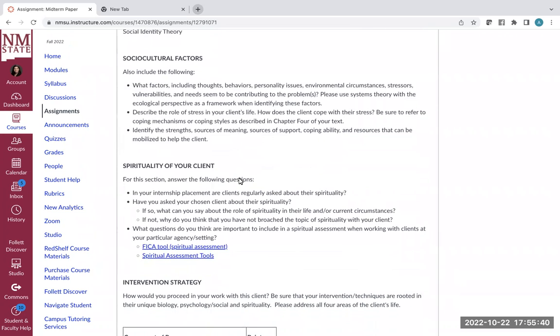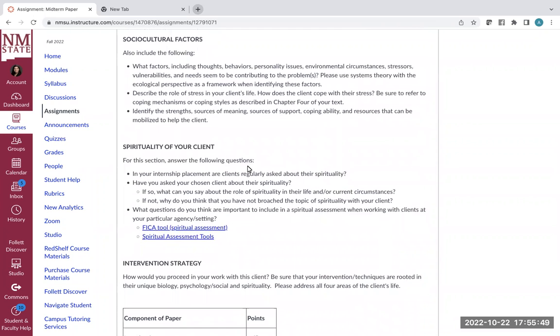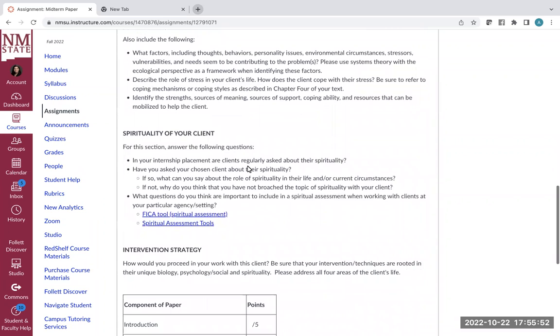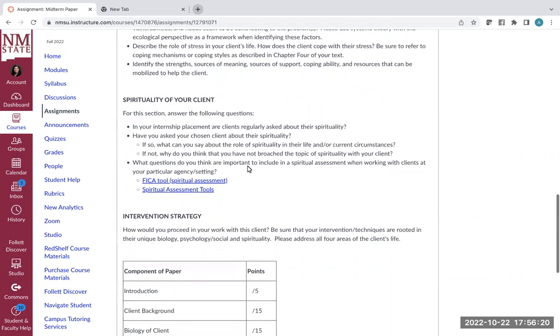For the social cultural factors, you will be using the ecological systems theory in this section to discuss your client's behavior, environmental circumstances, stressors, and to also identify the strengths and source of meaning or support for your client. Because this is really important to identify what social, cultural factors are impacting your client. And again, for this, you can also provide citations and references.